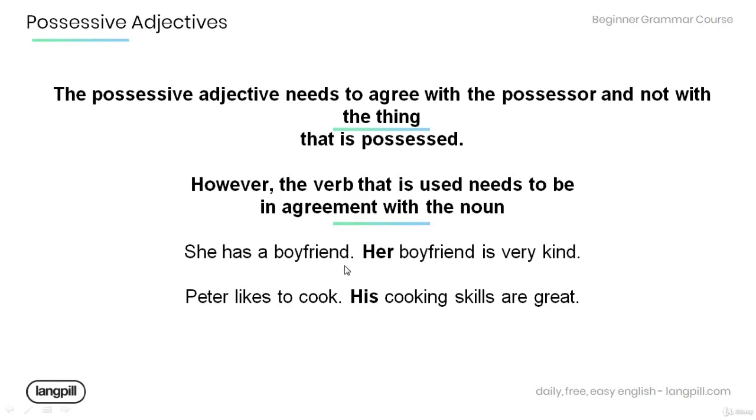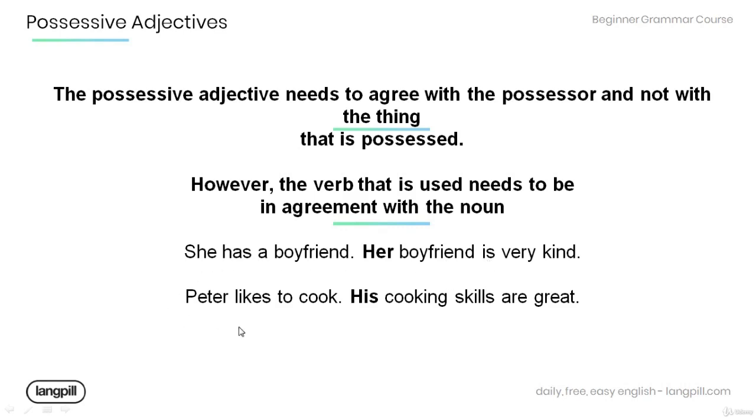She has a boyfriend. Her boyfriend is very kind. Note that the possessive adjective her is in agreement with the possessor, and the noun boyfriend is in agreement with the verb is.